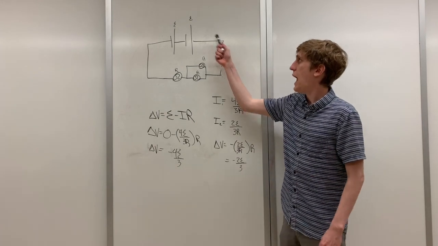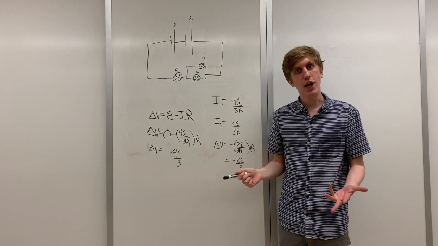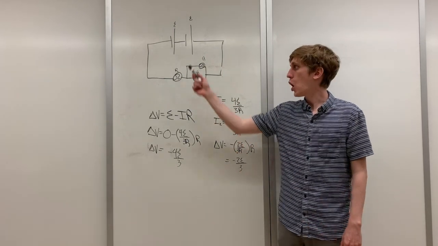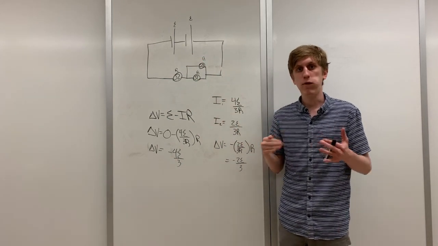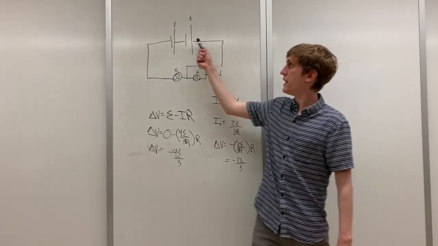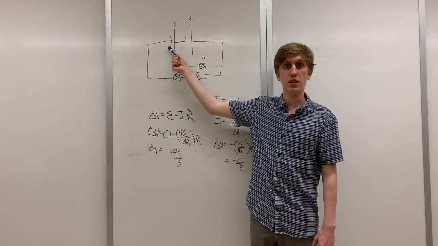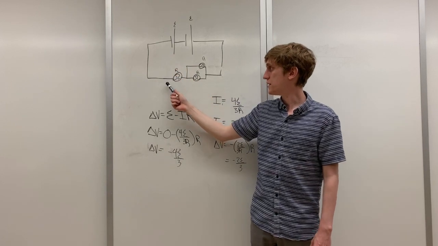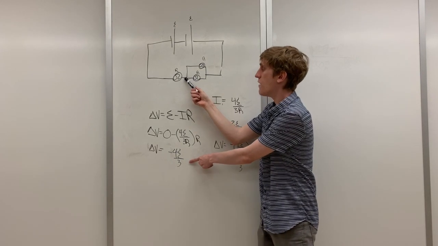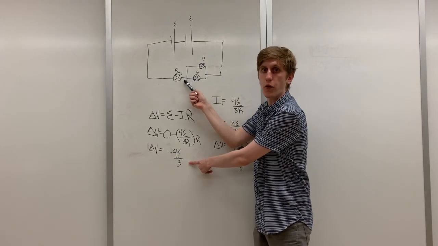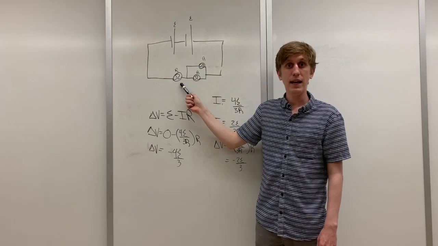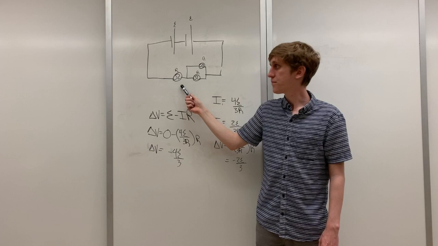To check our math, let's just make sure that the loop rule gives us the correct answer. If we start here and go all the way around, we expect the change in voltage to be 0. We've now found the change in voltage for all the individual circuit pieces, so if we add them up, they should get 0. Going from here to here, we get an increase of 2 epsilon. We continue around the circuit until we get to this light bulb. When we cross this light bulb, we get a change of negative 4 epsilon over 3. 2 epsilon minus 4 epsilon over 3 is 2 epsilon over 3.